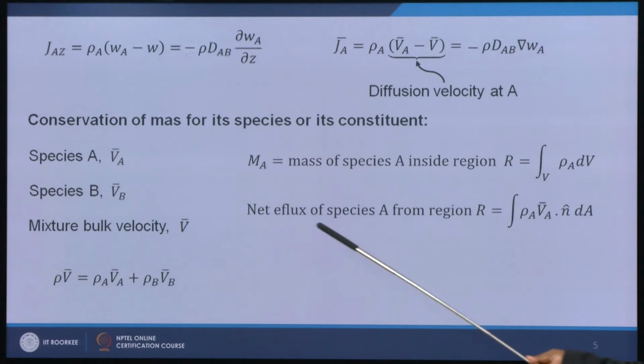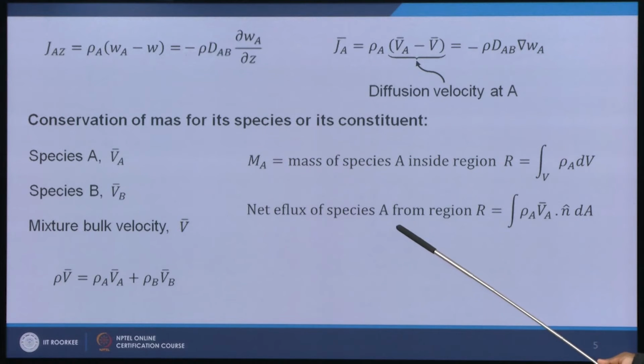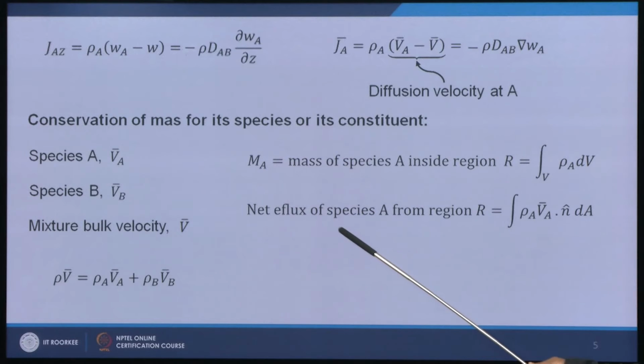Similarly, if we try to find the net efflux of species A from region R, because there will be lots of surfaces, whatever is coming in or going out, we can write that as the integration of rho A VA dot n cap dA. This n cap is nothing but the surface normal of the region R. So, this we have got as the net inflow or outflow, the net efflux.